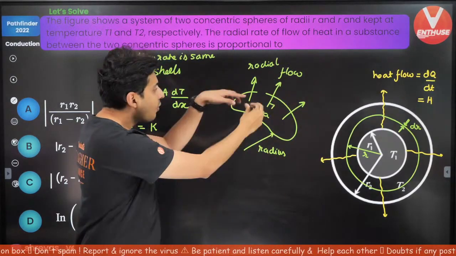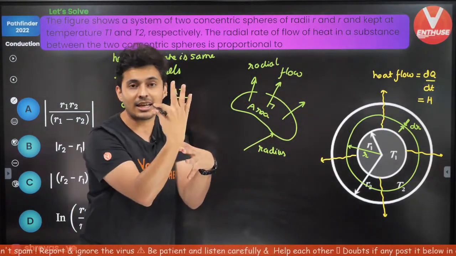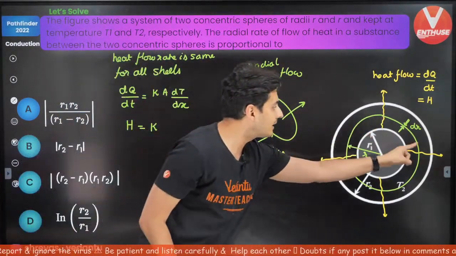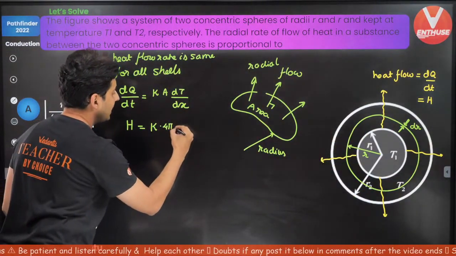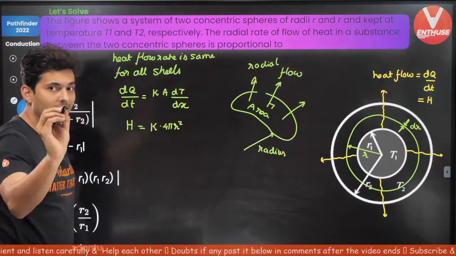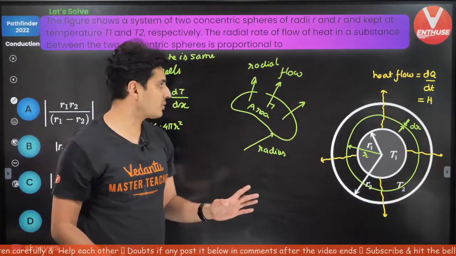So that means what should be the area across which the heat is flowing? Think, that green area. What is that green area? It is 4 pi r square. Does that make sense to you? Yep, 4 pi r square.